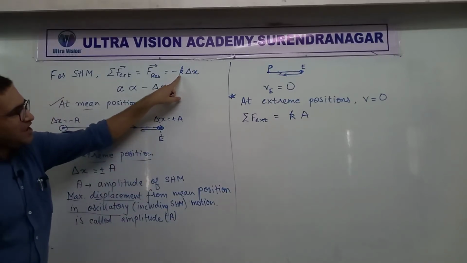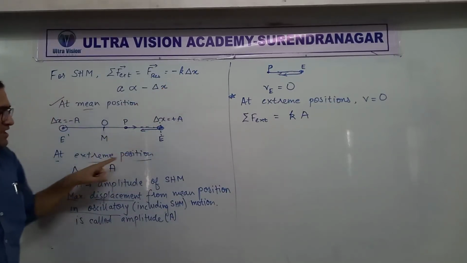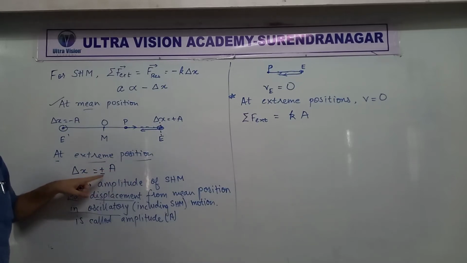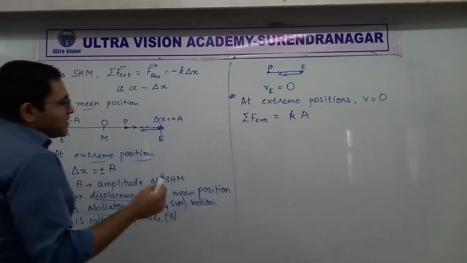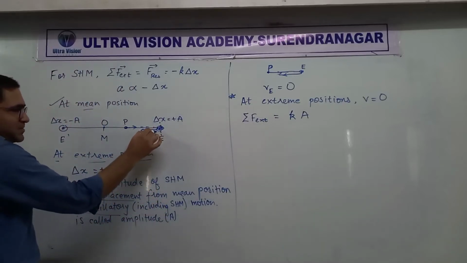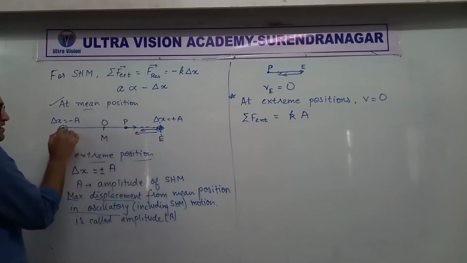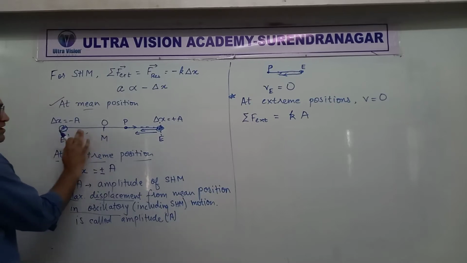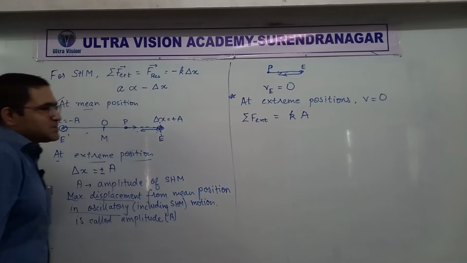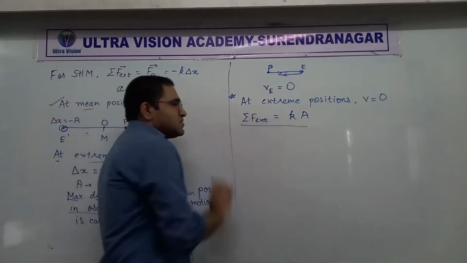Why K into A? K, displacement A. Why not minus magnitude, like I said? Okay, this is only in magnitude, because at one point the direction of force will be towards left side. At this other end point the direction of force will be opposite. So that's why I am not claiming anything about direction. This is only in magnitude.